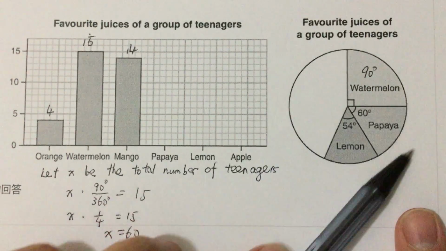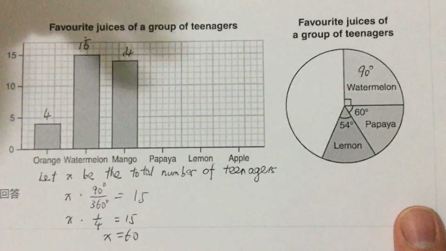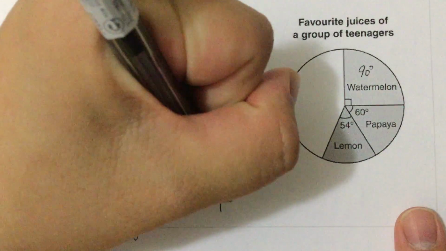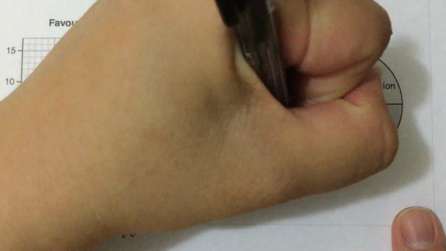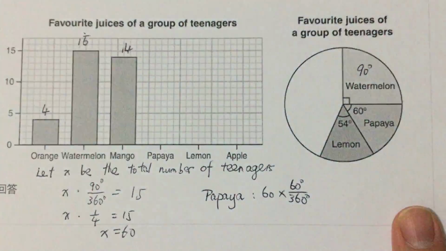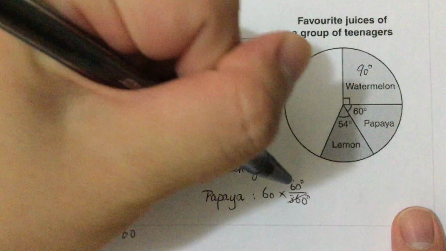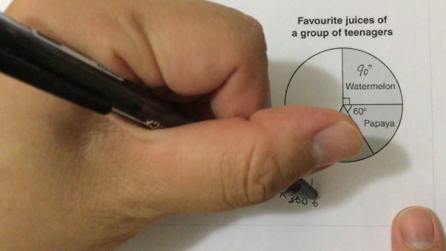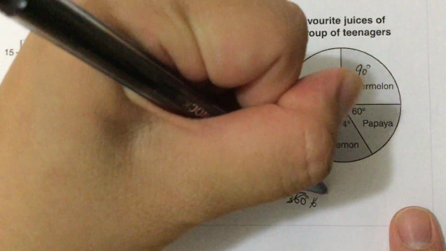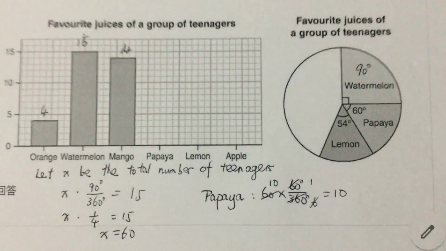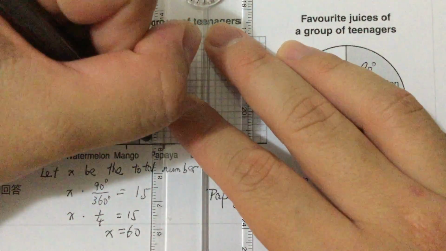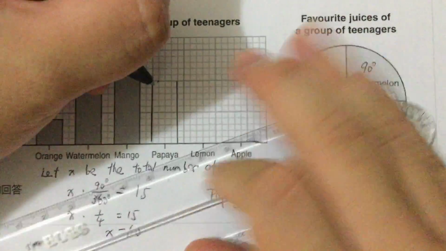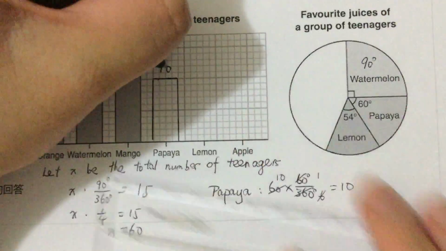So how many teenagers love papaya juice? Let's find out. For papaya, let's find them one by one. You got 60 times 60 degrees over 360 degrees. So you got something like this. And then you can do the cancellation. 360 and 60 is 1 over 6. And then 6 and 60, you will get 10. So that means this one is 10 teenagers. Okay, let us draw the 10 here. So you have 10 here for the papaya.